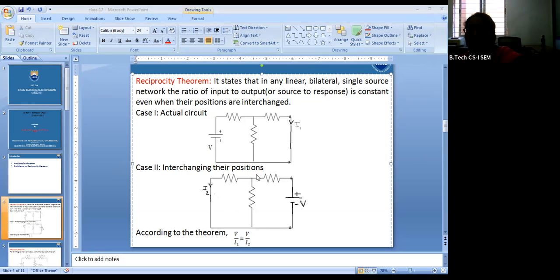This theorem says that the ratio of source to response is constant even if their positions are interchanged. This is a given circuit. This is a source and this is a response, the current here, and let us say these are the output terminals. So the ratio is V by I1. After their positions are interchanged, that means we get the voltage source where the response was, and look at the response at the place where the source was. In that case, let us say the response is I2, and the ratio is V by I2. So as per the theorem, V by I1 equals V by I2. That is what this theorem says. We are going to verify this by doing a problem. Is it clear?